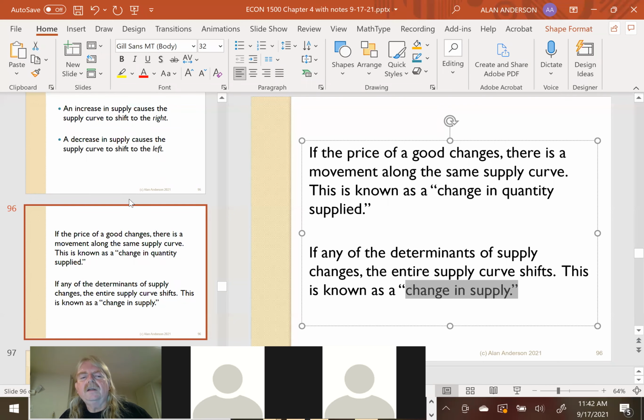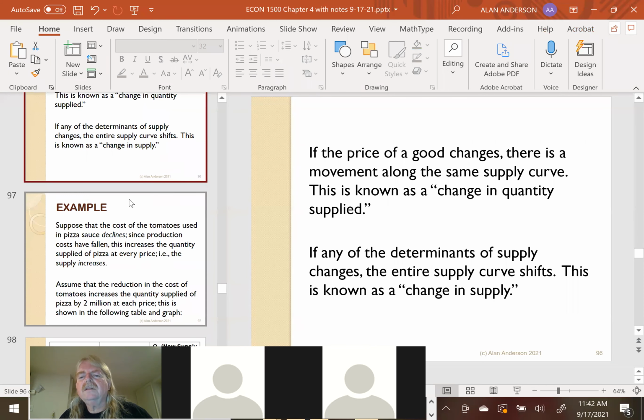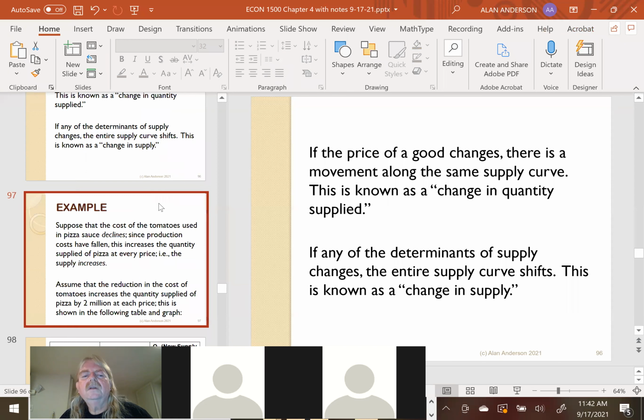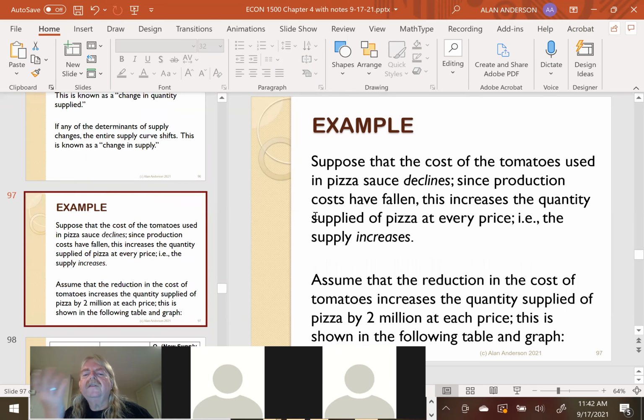Very good. Now, with all that being said, we want to consider what happens graphically if there is in fact a change in supply. Obviously, it's going to affect the equilibrium quantity and the equilibrium price. The question is how. All right, so imagine the following scenario.